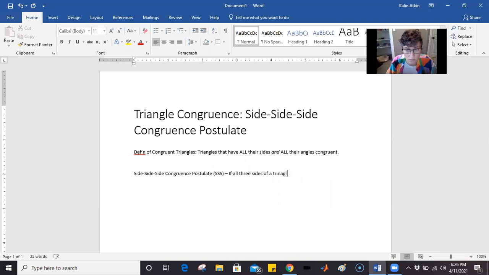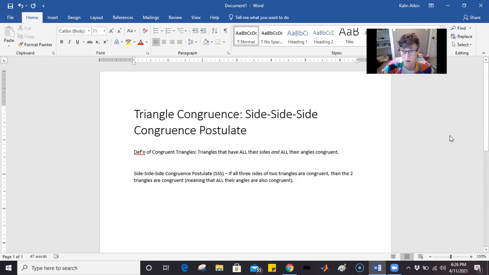sides of a triangle are congruent, then the two triangles are, what we should say, if all 3 sides of 2 triangles are congruent, then the 2 triangles are congruent. Meaning that all their angles are also congruent. And that would be all of our 6 parts. If just 3 sides of a triangle are congruent, then the angles must also be congruent. The 2 triangles themselves are congruent. All their parts, all their pieces are congruent.